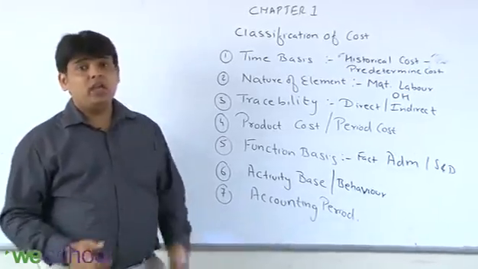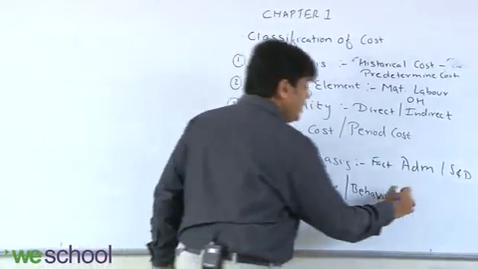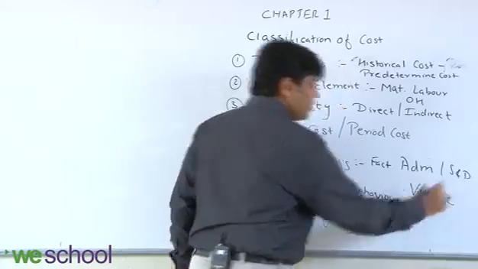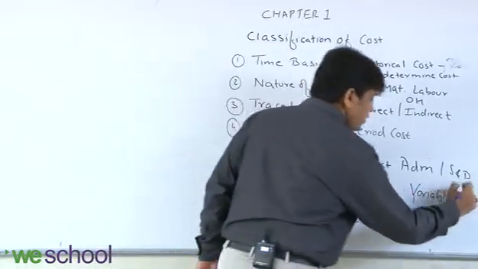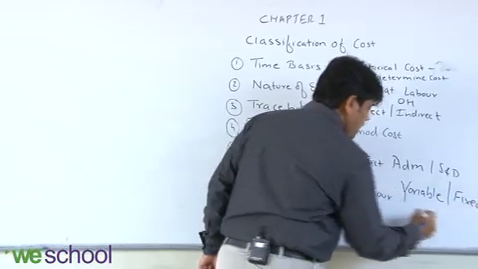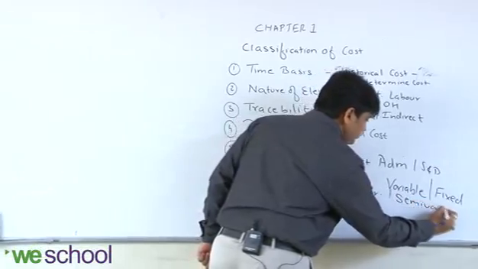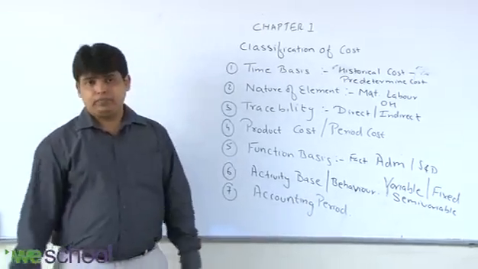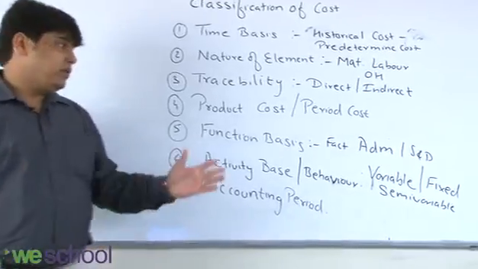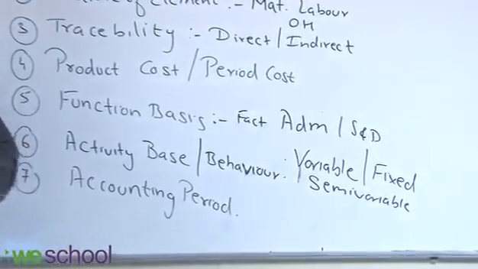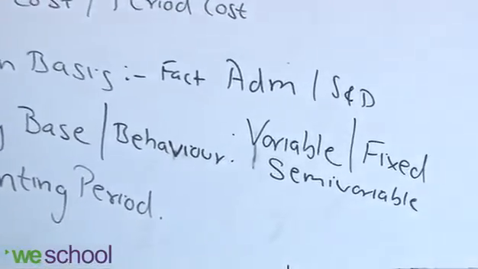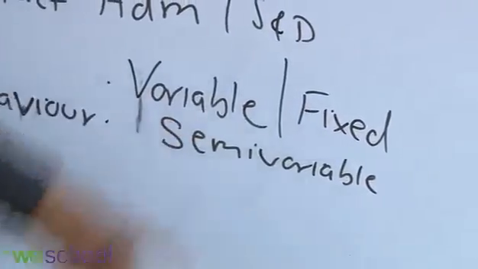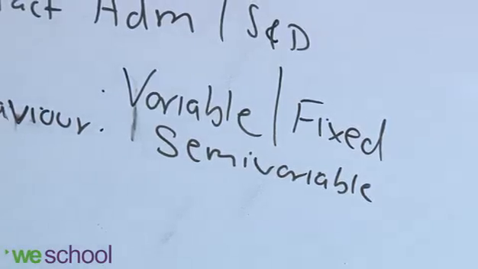So on the basis of behavior, we can classify the cost into 3 categories: variable, fixed and semi-variable. They behave on the basis of your production. The cost which behaves on the basis of production is called variable cost. The cost which remains the same, which can be called period cost, that is fixed cost. All period costs, all indirect costs are fixed costs because they do not fluctuate.